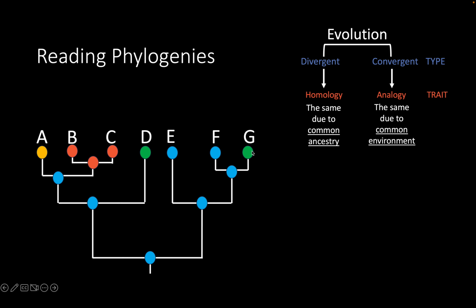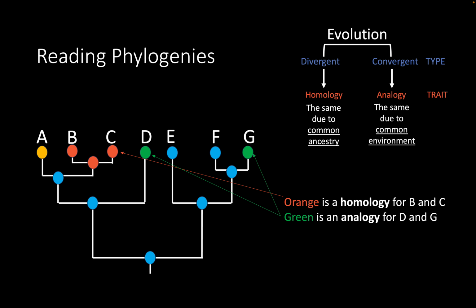And so I'm going to label those on the tree. One is due to common ancestry, one is due to a common environment. So orange would be a homology and green would be an analogy.